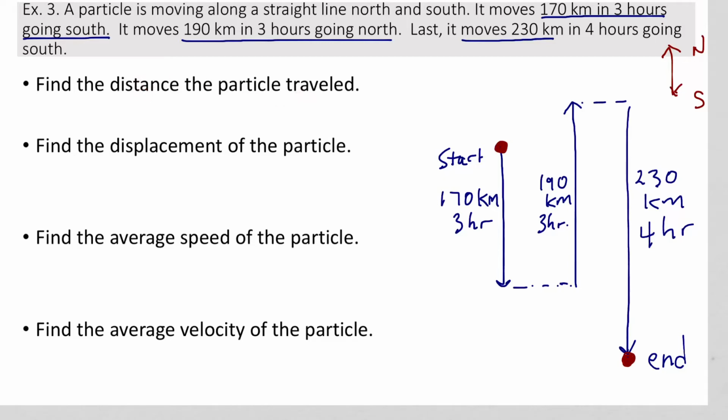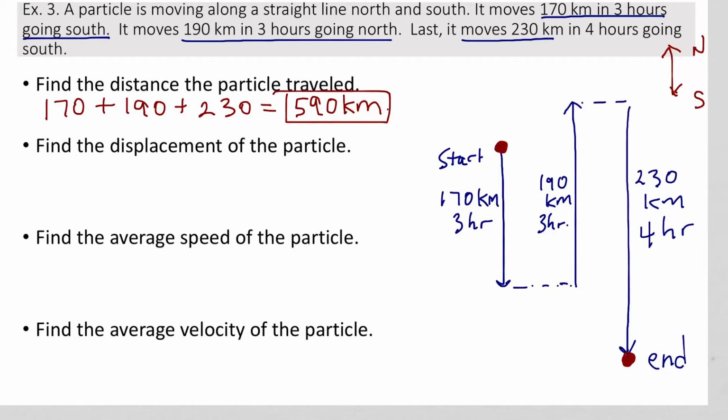All right, so here he is. He's walking, or whatever he's doing, moving. He's gone this far, and then this far, and then this far. So that means I have to add up all these distances. 170, he covered all this distance, plus 190, plus 230. And that's going to give you 590 kilometers. All right, so that's the distance traveled. Okay, so this is not a vector quantity, so no sign on that.